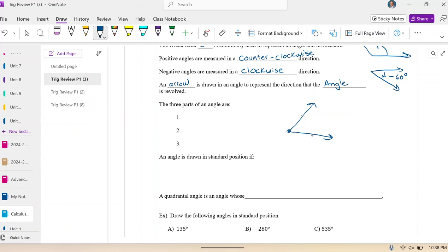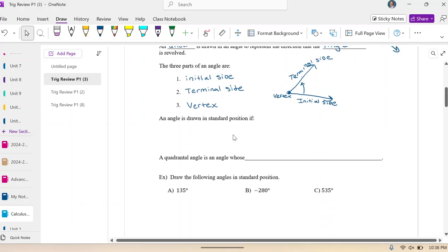The first one, this part right here, this is the initial side. It's where they both start. So the initial side is where the angle starts. Then it's rotated, and the side that rotates is what's called the terminal side. All right, the terminal side is what rotates. And where they meet here is what's called the vertex. So those are the three parts of an angle.